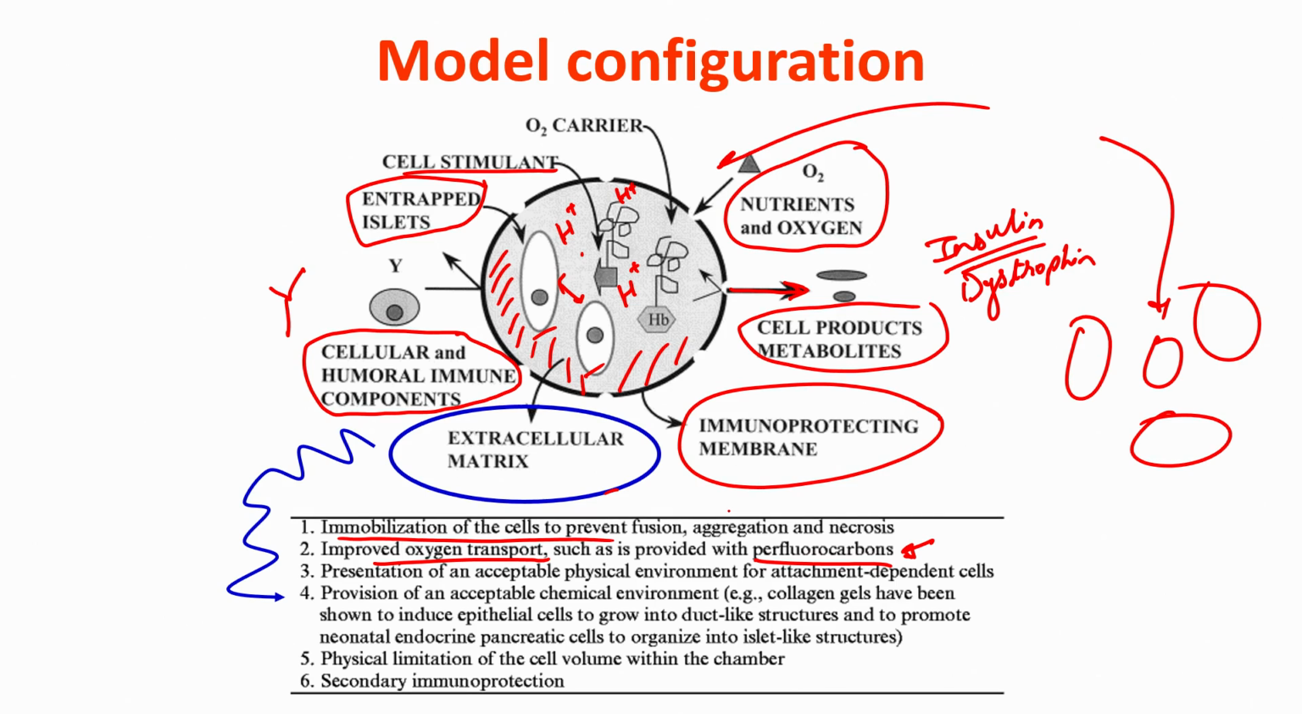Then there are other factors as well. You obviously want immunoprotection, so you want the physical limitation of a cell volume within the chamber as well as immunoprotection from any antibodies, and again you want to ensure that the chemical environment is acceptable. For example, collagen gels have been shown to induce epithelial cells to grow duct-like structures if you are trying to produce some endocrine-based islet cells. So, those things should also be fairly compatible.